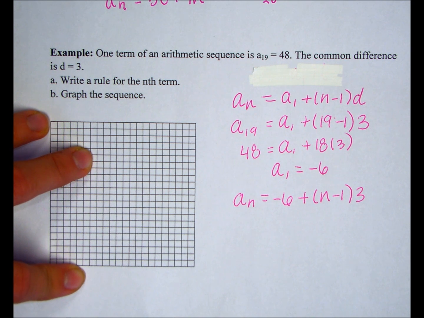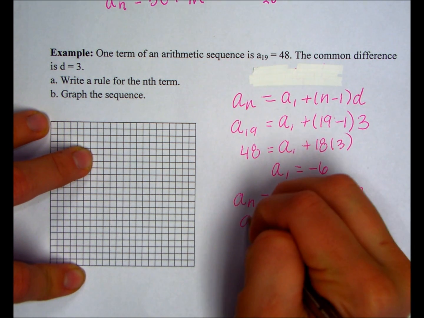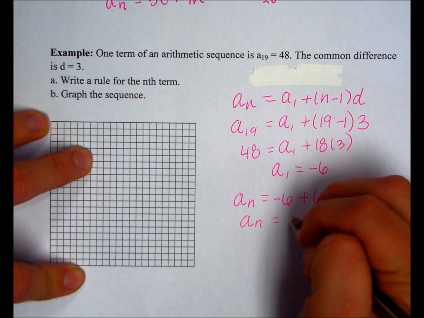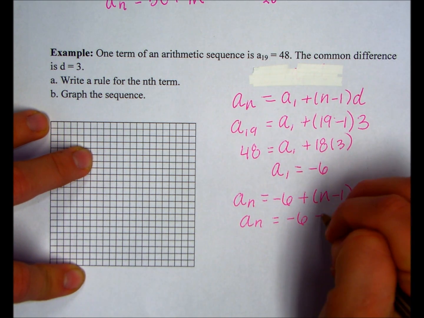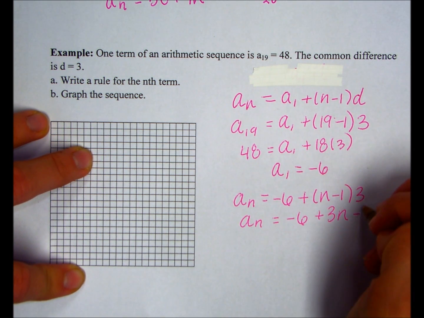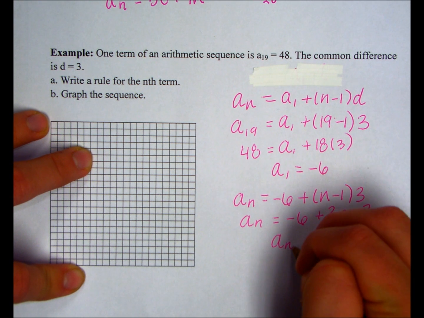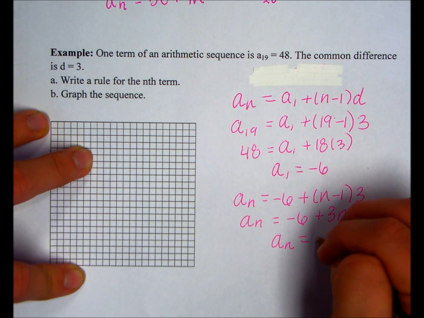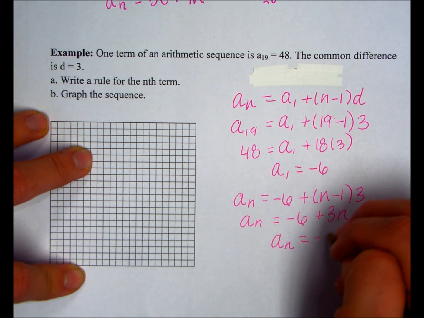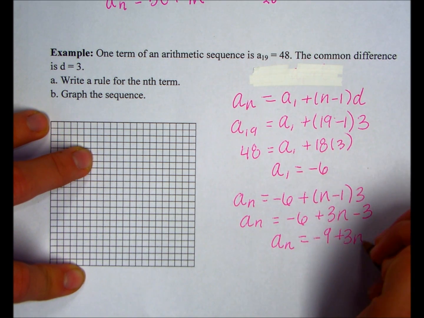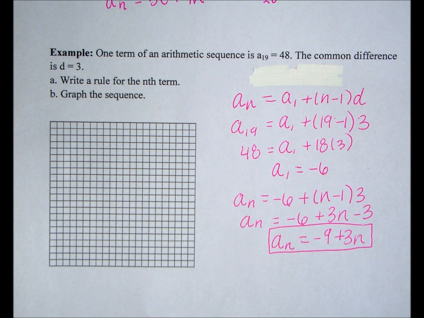Always want to clean it up. So that's going to be a sub n equals negative 6 plus 3n minus 3. And my final answer here is a sub n equals negative 9 plus 3n. So it requires us to do a little more work before we're actually able to get our final answer here.